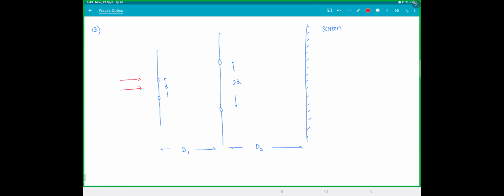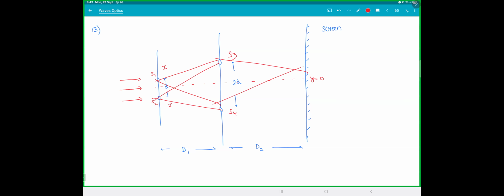So here we are getting a parallel beam of light. S1, S2, intensity I and intensity I. So what happens here? The light falls on this. This will become a new source S3. This will become a new source S4. And these two again will have a YDSE. Find the intensity of the central maxima.